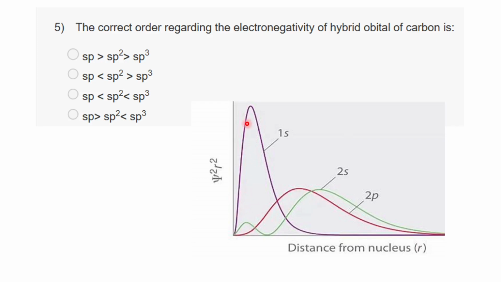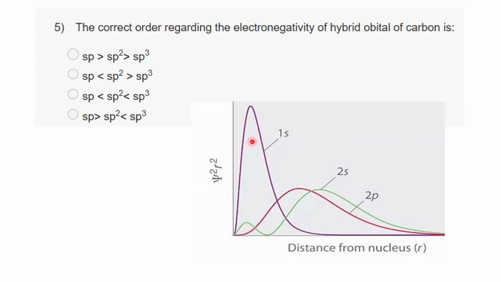Whenever we say there is a high probability of finding an electron near the nucleus, it means that particular orbital has more penetrative capacity. So among these three, 1s has the highest penetrative capacity because it has the maximum probability of finding an electron near the nucleus. Compared with 2s and 2p, 2s has the next highest penetrative capacity, because near the nucleus we can still find some electron density compared to 2p.